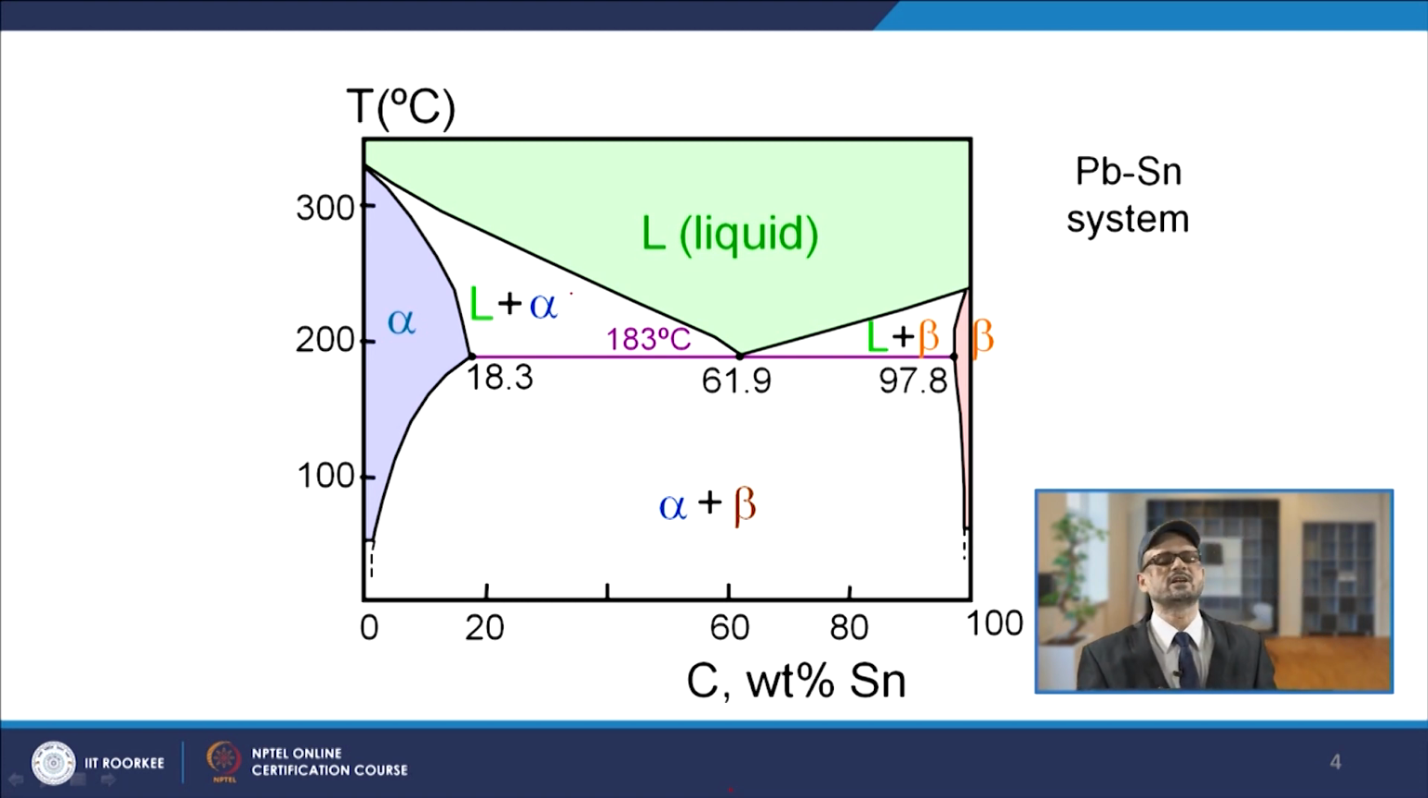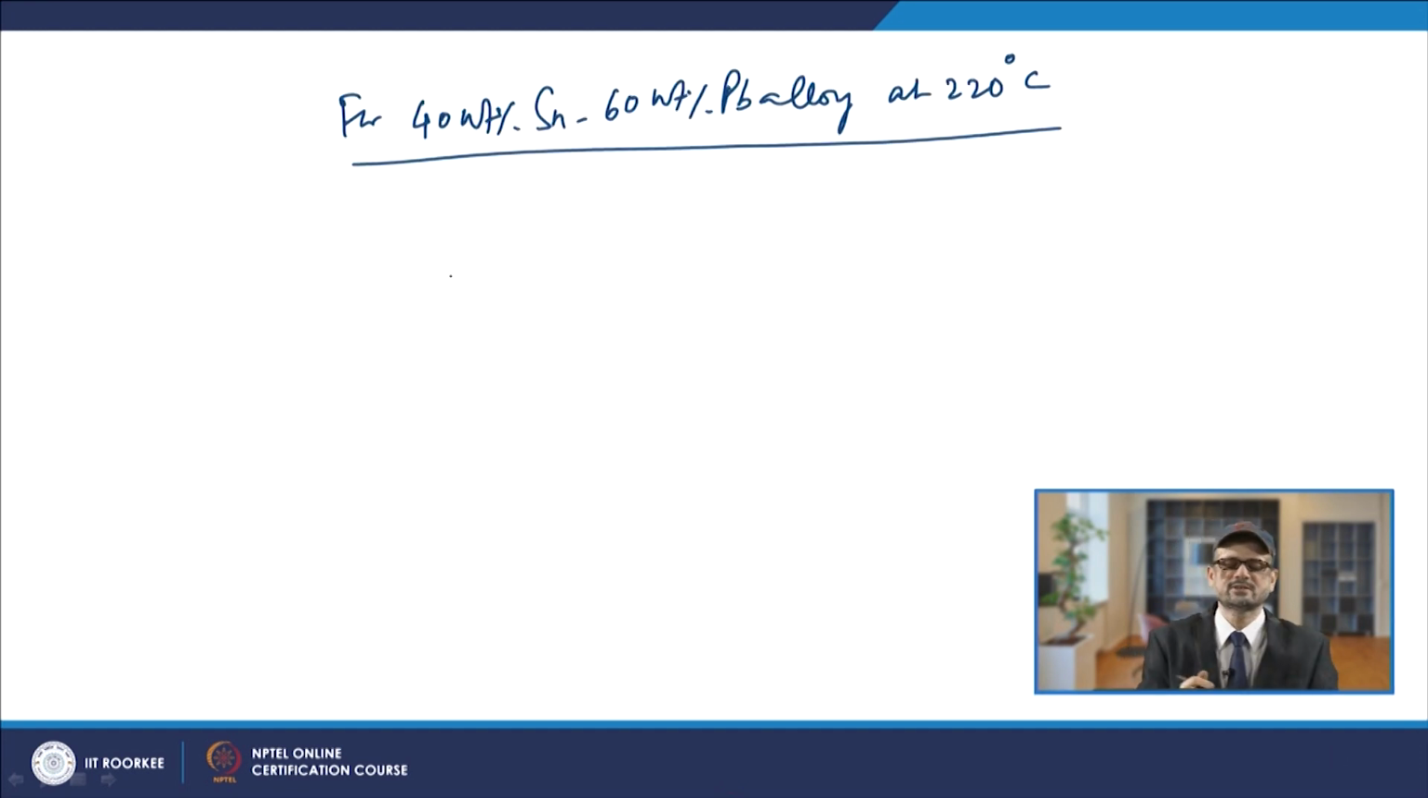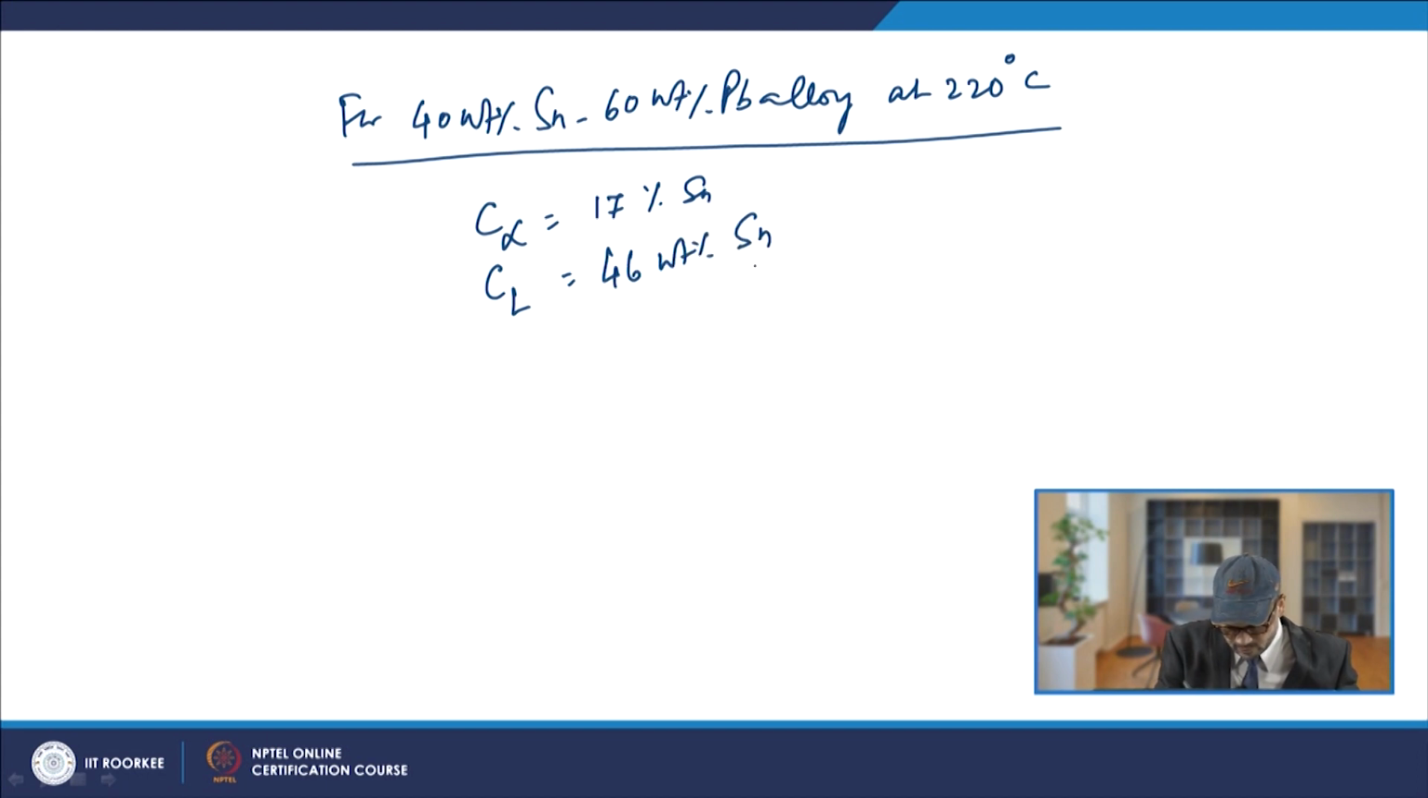Now, again in this case you have to find the C alpha and C L. C alpha, if you look at it, will be close to this. So, it will be close to 17%. So, in this case again you will have C alpha as 17% of tin, and if you take the C liquid, the liquid will be 46 weight percent of tin. So, again you can find the relative amount of each phase.